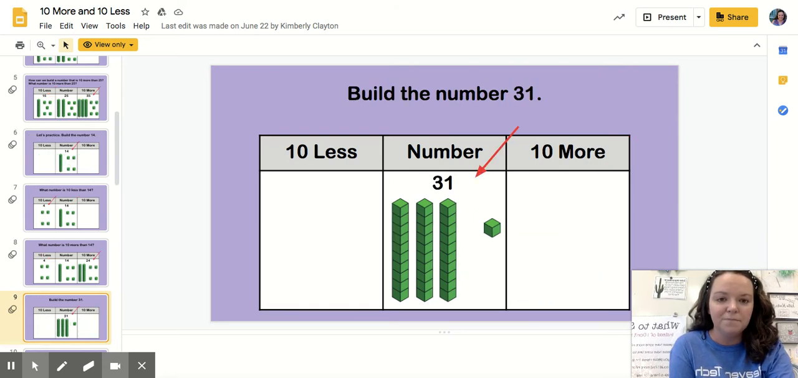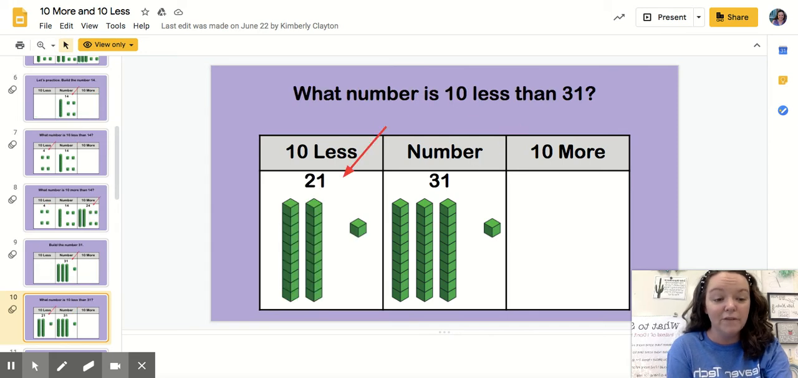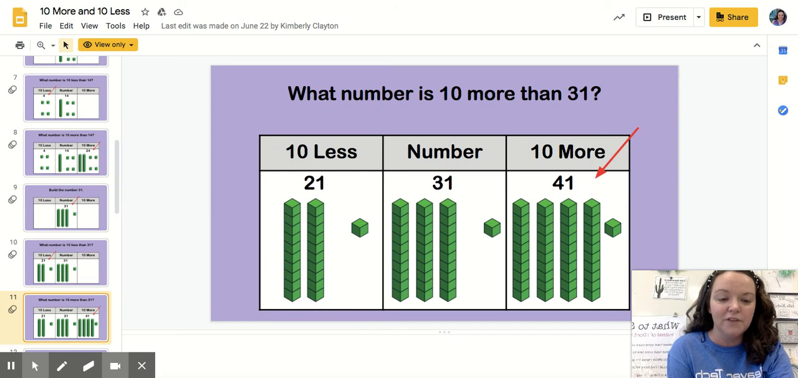Let's look at one more. All right, number 31. We have 3 groups of 10 here, and then we have a 1. So 10 less, we'll take a 10 away. We have 21. And then when we add one more 10, we have 41. So 21, 31, and 41.